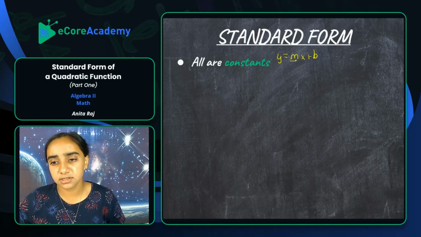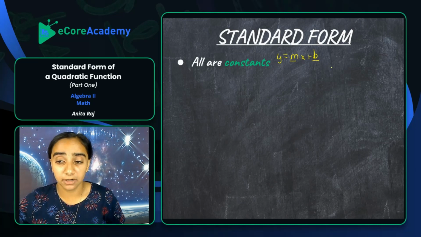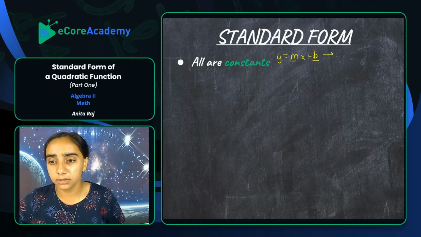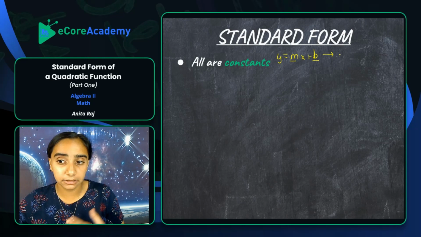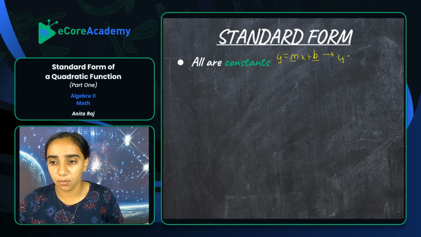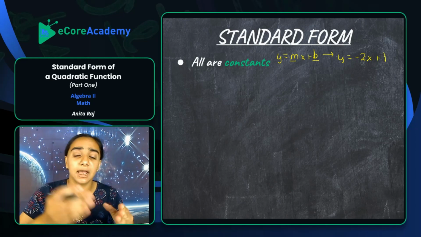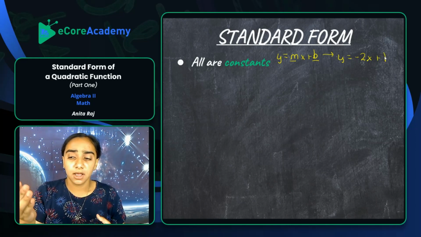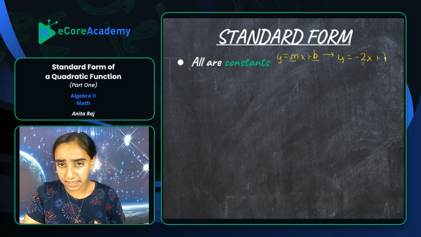So we know m is slope and b is your y-intercept. Well, a complete linear equation would look something like this: y equals negative 2x plus 1. I'm just making this off the top of my head. In this case, m and b are constants because they're values that stay the same.